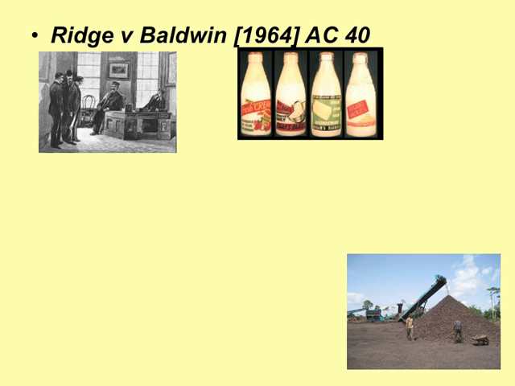And we start with the case of Ridge and Baldwin in 1964. I won't give you all the details on this case right now because we'll cover it in a little while, but essentially it's about the dismissal of a police officer. And it gave us the fundamental right to be heard, the right to a hearing, the right to give a defence.